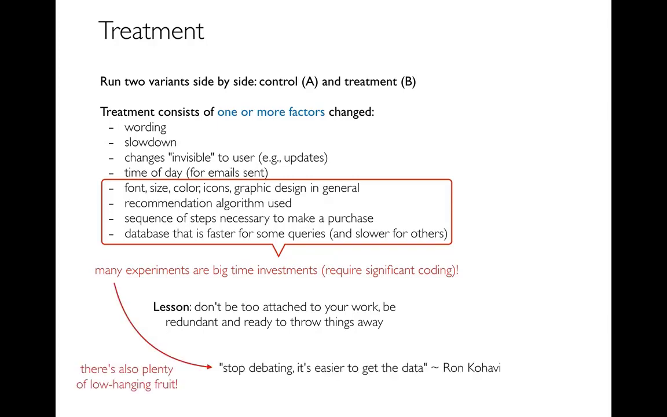The counterpoint to that is there's also plenty of low-hanging fruit, right? Things like, hey, if I change the size of some font or what color it is, it's very low effort. And so Ron said this thing which I think is very insightful, which is just stop debating. Often it's lower effort to just get the data. Don't argue about how people respond to red font or blue font, right? You don't get anywhere. Just get the data.